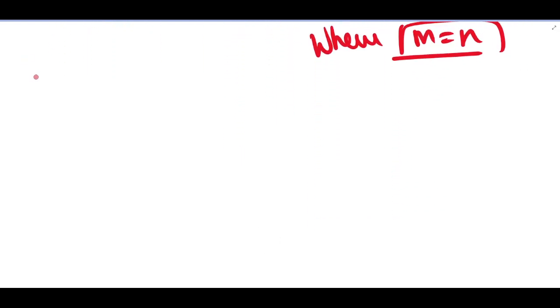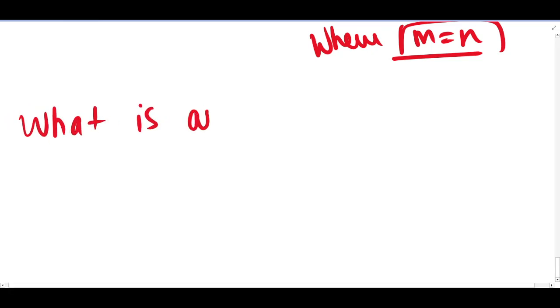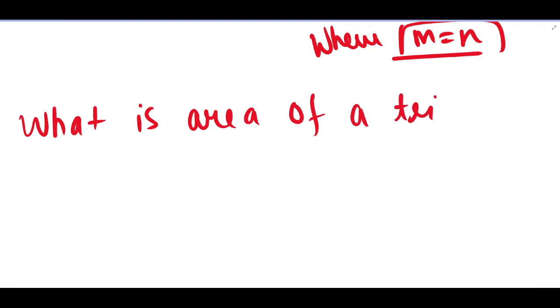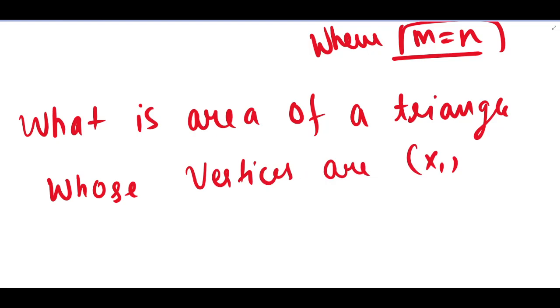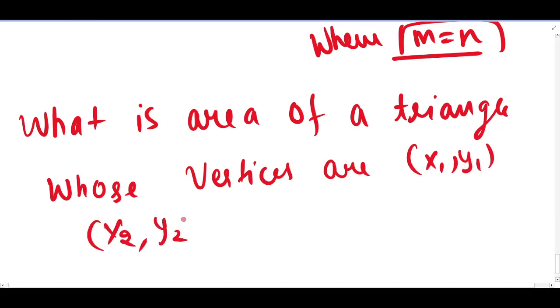Next is, what is the area of a triangle whose vertices are x1 y1, x2 y2, and x3 comma y3?